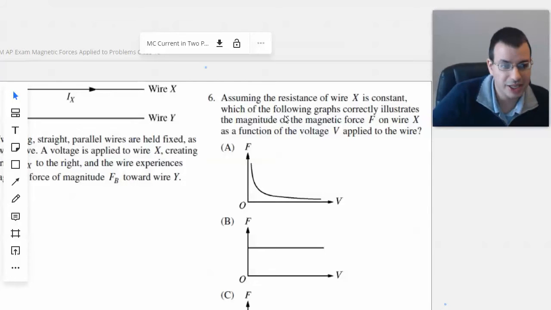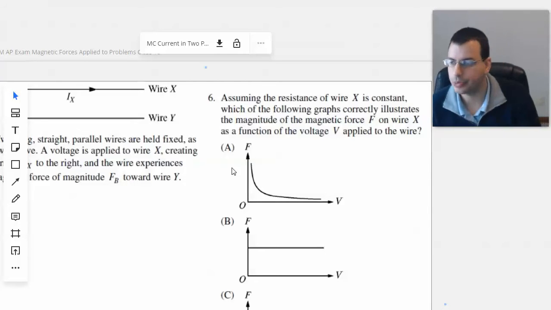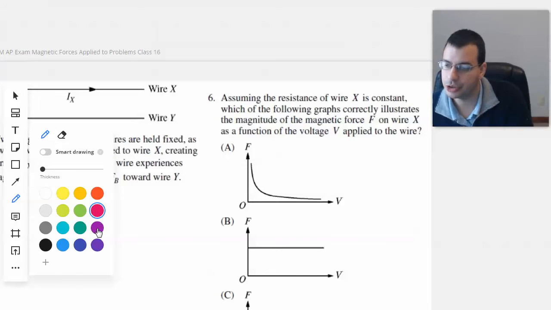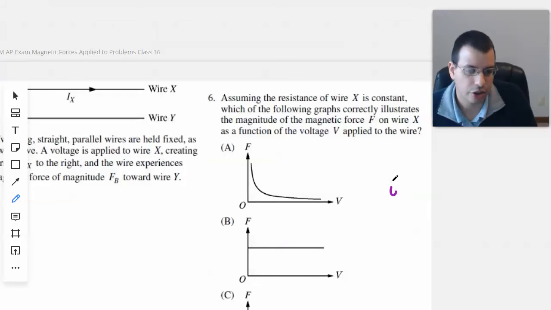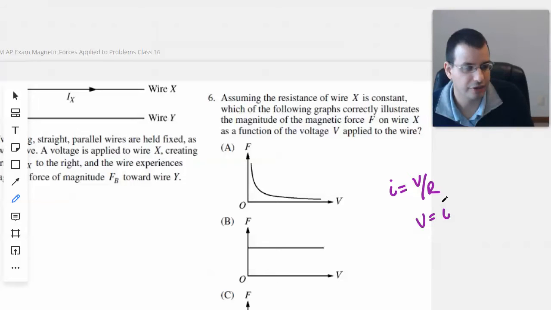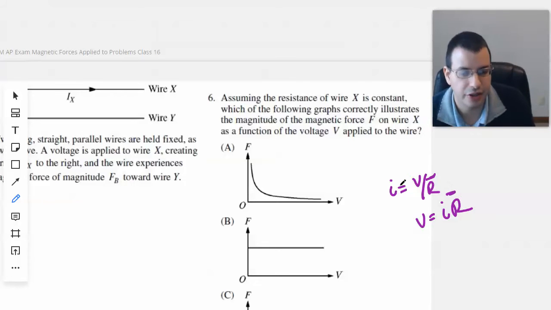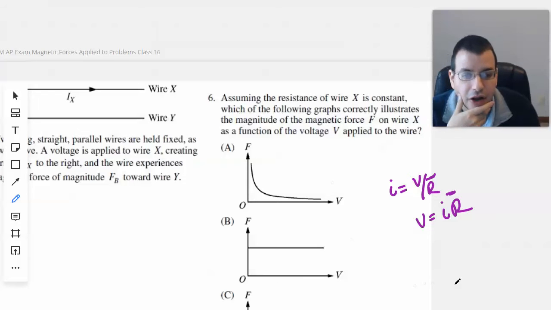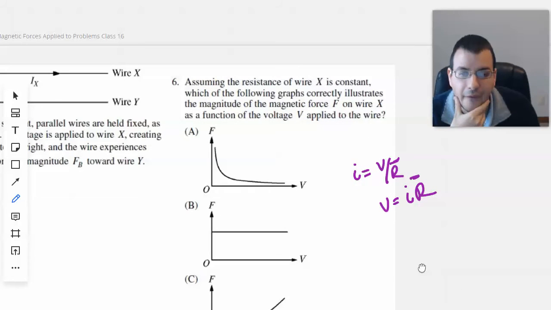Assuming the resistance of wire X is constant, okay? What that's getting at is it says current equals V over R, or alternatively, V equals IR, that if resistance is constant, then current is proportional to voltage. Which of the following graphs correctly illustrates the magnitude of the force F on wire X as a function of voltage V?